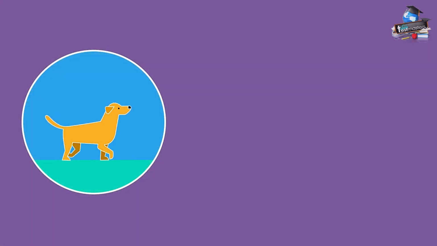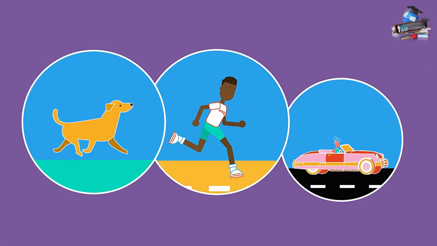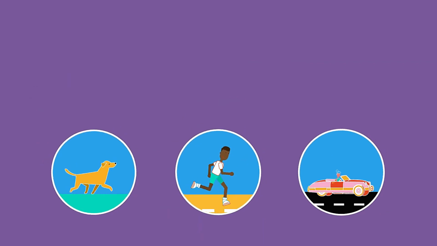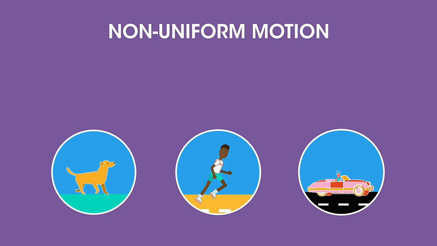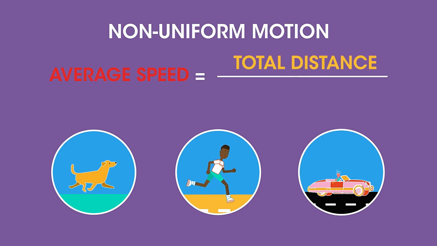So here we have seen a number of different situations where you could be asked to calculate the average speed. But no matter what context your question is in, all you need to remember is that for non-uniform motion, the average speed can be found by dividing the total distance by the total time.